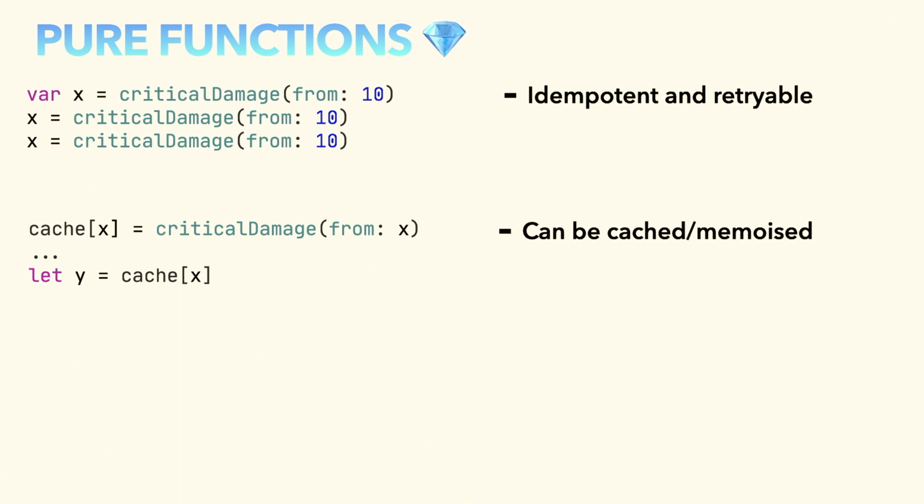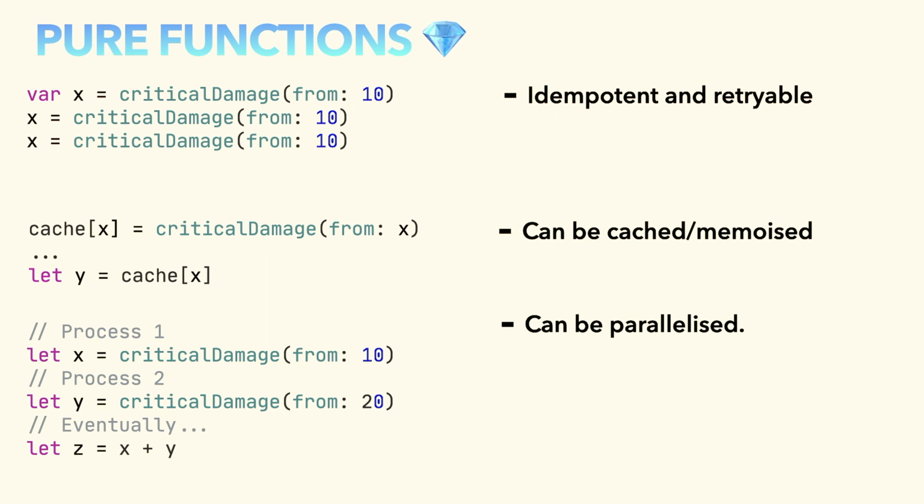And finally, pure functions can be parallelized. Because they don't depend on anything other than inputs, we don't need to synchronize any mutual shared state between multiple pure functions. So we can call them even on separate computers and then calculate results.